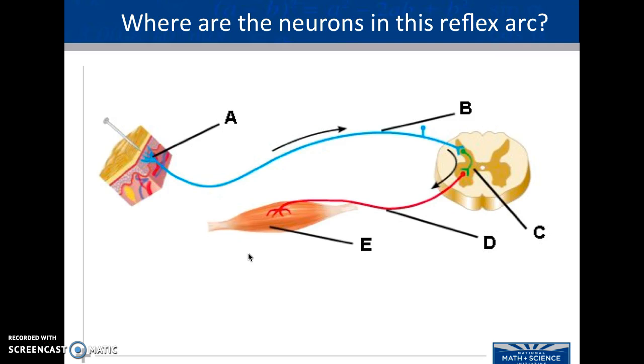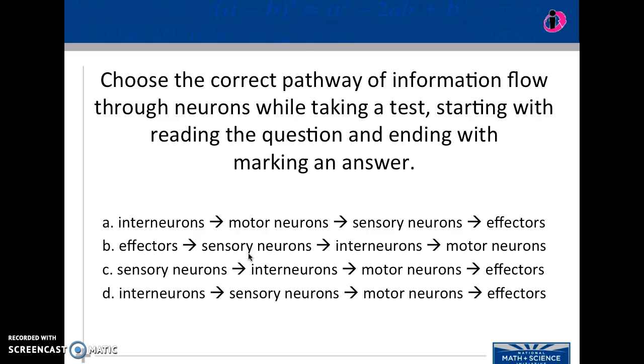Obviously, identifying the 3 types of neurons in this reflex arc. Blue is going to be your sensory neuron. The green inside of your spinal cord is going to be your interneuron, and then the red would be your motor neuron. There are 5 steps, 3 neurons involved. Take a moment, answer this question, see where you're at.